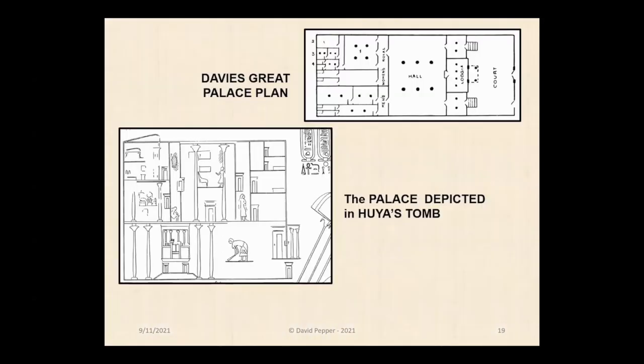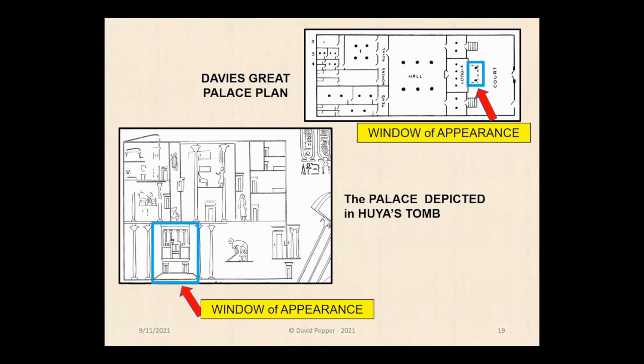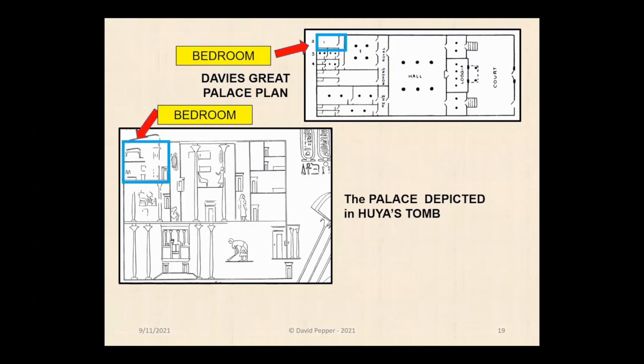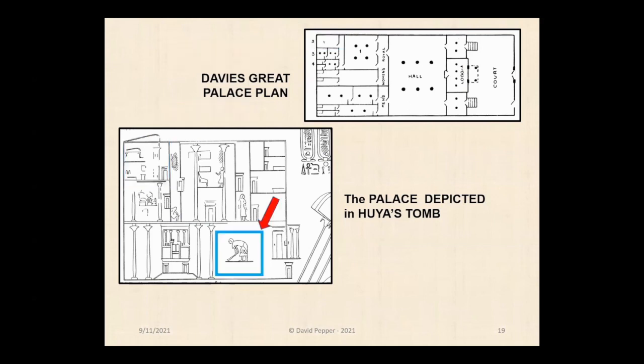This is a close-up of the palace shown in the top left of the previous slide, and Davies' plan of the palace. There's some resemblance to the layout of the great palace at Amarna, with its window of appearance, audience hall with a loggia and throne, and a bedroom for the king. But we really don't know which of the king's palaces is depicted. And also, notice the servant sweeping the floor, probably a never-ending task for a city built in the desert.